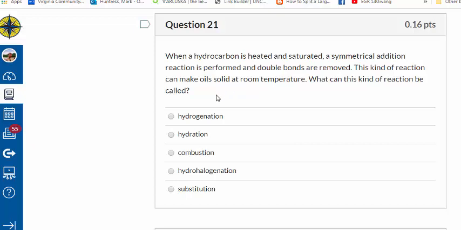You guys can see this type of reaction in a lot of the processed foods you eat. They're partially hydrogenated.